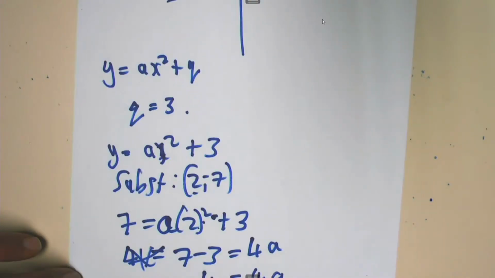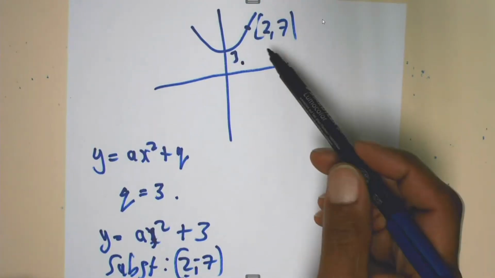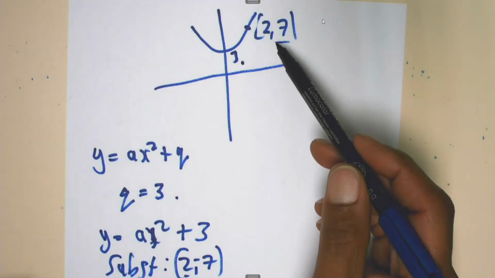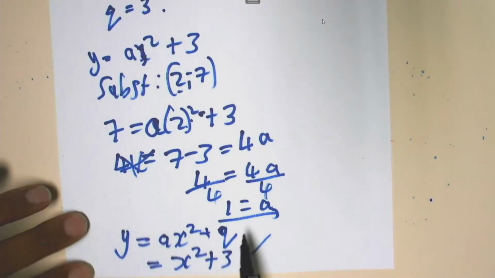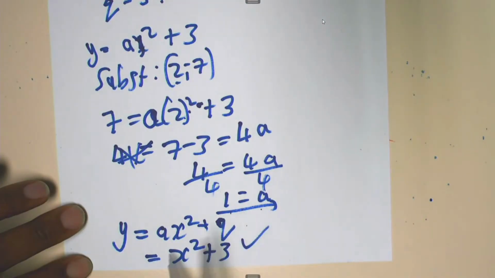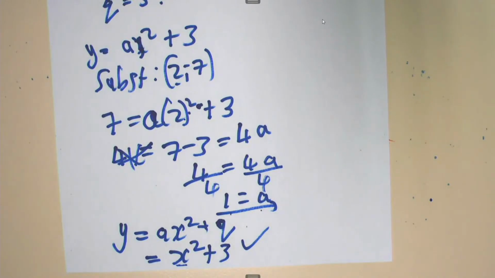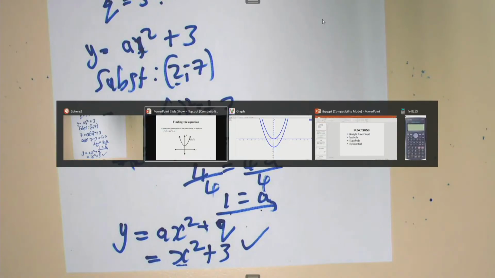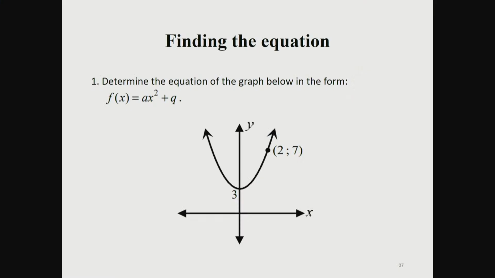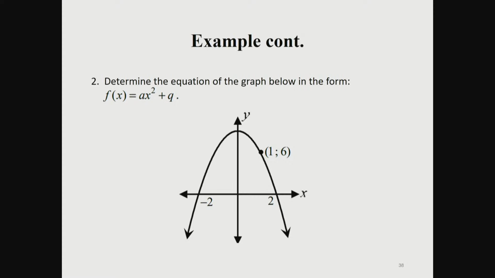And then after that, I look for the a. What did I do? I substituted a point from the graph. So that is why now I got a is equals to 1. Then from there, I can substitute back to the equation. Okay, are we fine? Please make sure that you practice this one. It's very, very important.